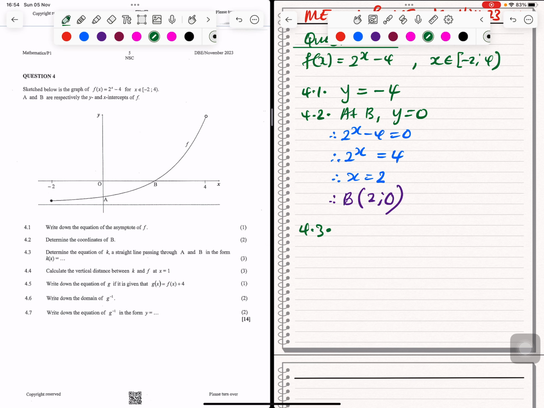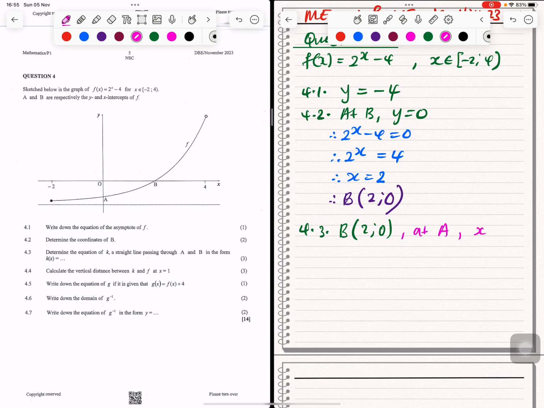Now we go to the third question, that is 4.3. Determine the equation of k, a straight line passing through the points a and b, just right there, in the form of k of x equaling to something. Okay, it's not really bad. You have the coordinate of b, which is 2 and 0. Now, remember, to find the equation of the line, you need at least 2 points that the line passes through.